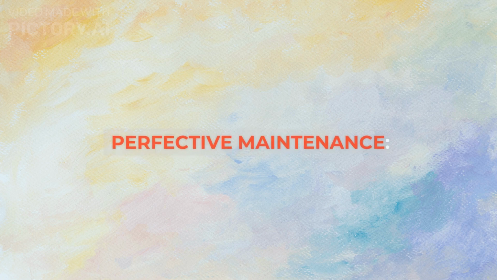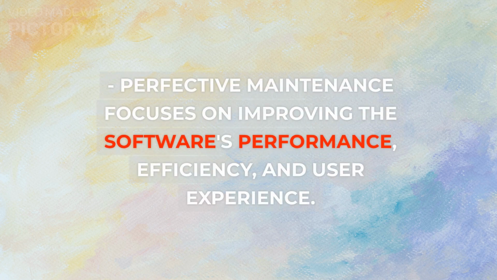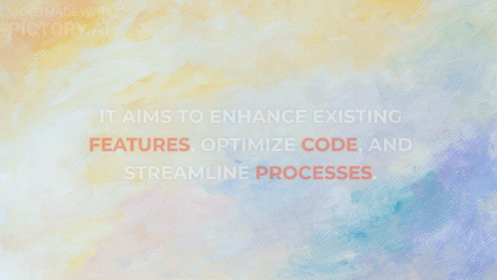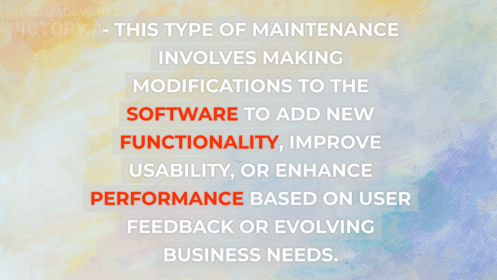3. Perfective maintenance. Perfective maintenance focuses on improving the software's performance, efficiency, and user experience. It aims to enhance existing features, optimize code, and streamline processes. This type of maintenance involves making modifications to the software to add new functionality, improve usability, or enhance performance based on user feedback or evolving business needs.